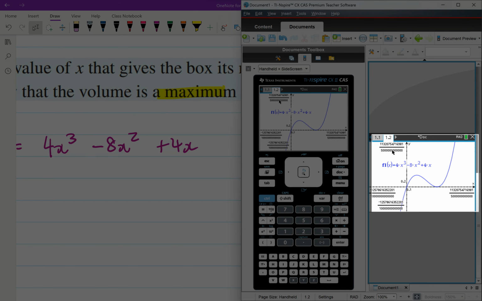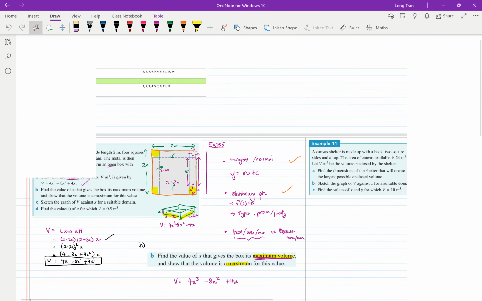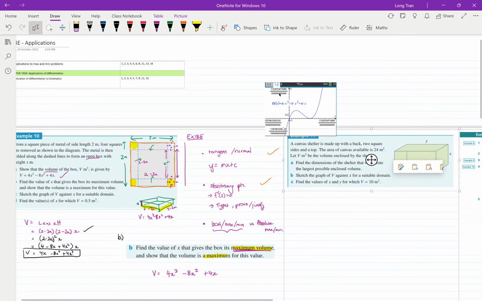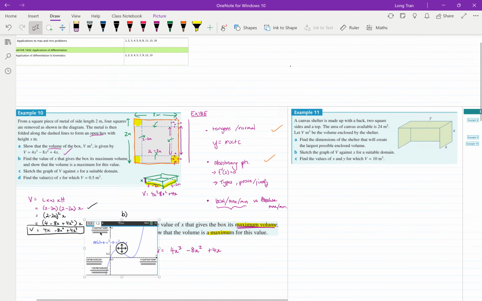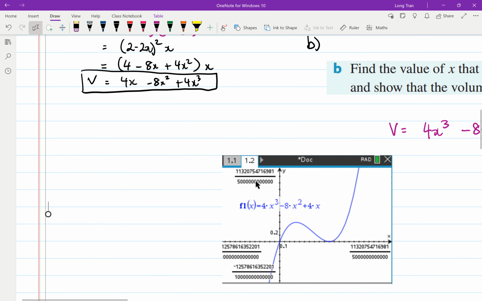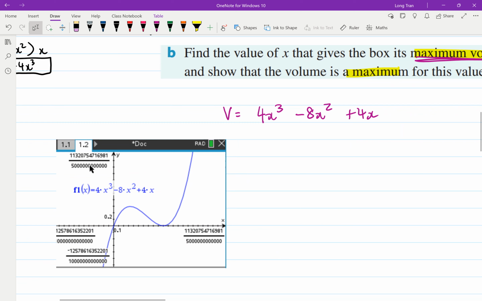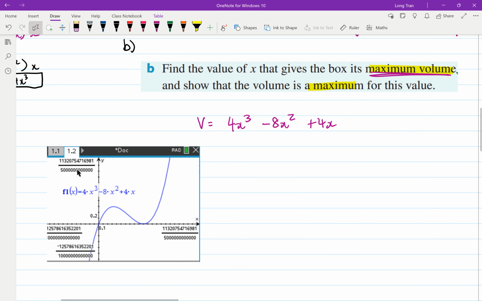That's my graph. Okay, so I'm going to screenshot this so that you can visualize it. This is what your graph looks like. And what they're asking, okay, I'm just going to paste it up here. I'm going to bring it down. Here we go. So I've got my graph. That's what 4x cubed minus 8x squared plus 4x is. And they're asking you to find the value that gives the maximum volume.